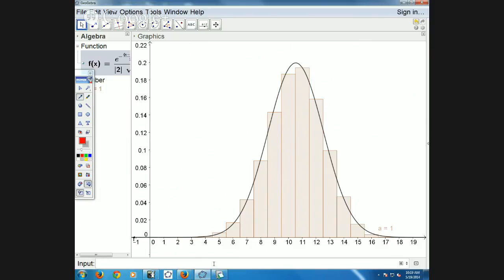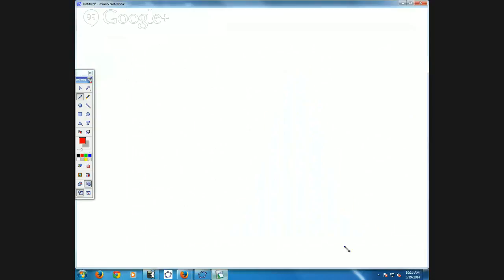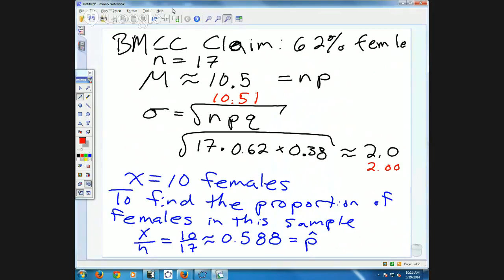So what I've just done is a normal approximation of a binomial. There are times when you can get away with that, and there are times that you can't. So let's write down the rule for when we can get away with it, and then I'll show you why we do it.